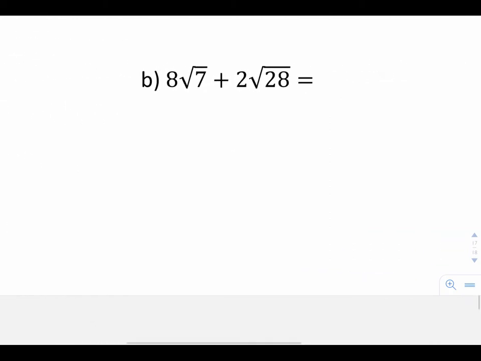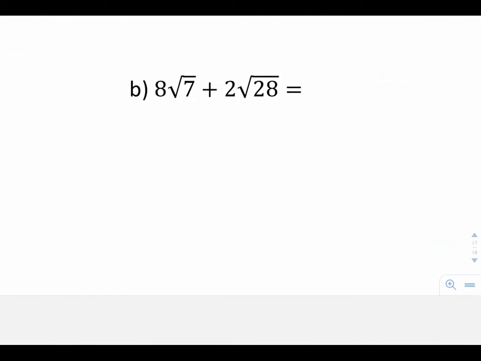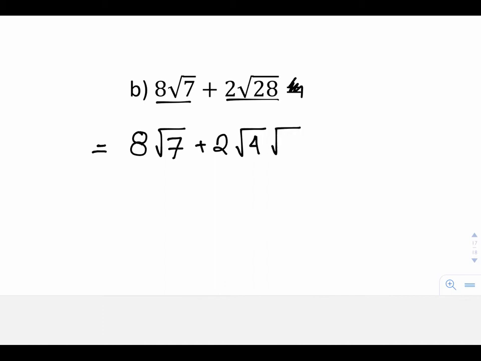For B, looking here, so root 7, I can't do anything with that. Again, I'm going to move my equal sign down here. The root 28, I can break it down. So I'll rewrite this. Plus 2, that's equal to root 4 times root 7. And this remains. And then square root of 4 is 2. So I have 2 times 2 times root 7.